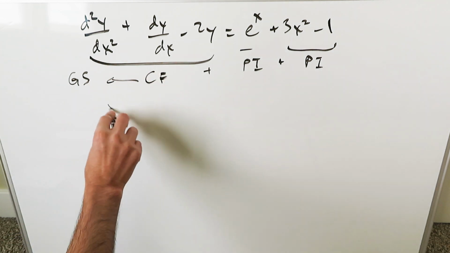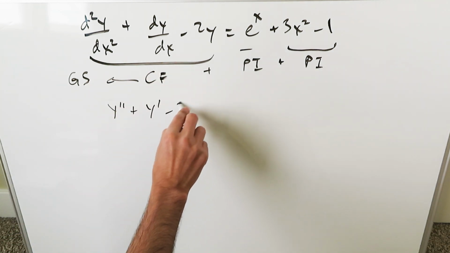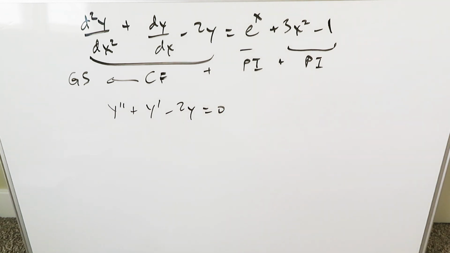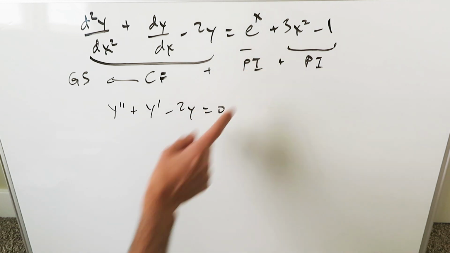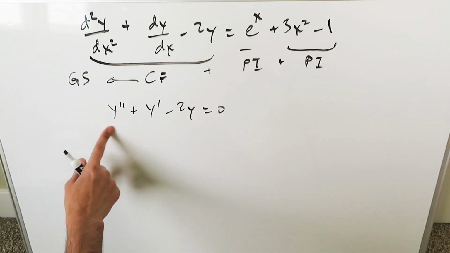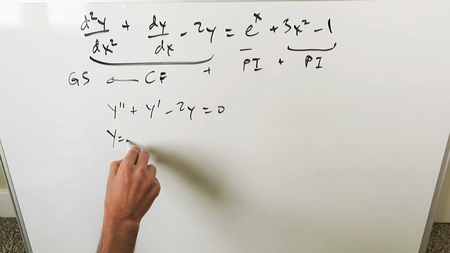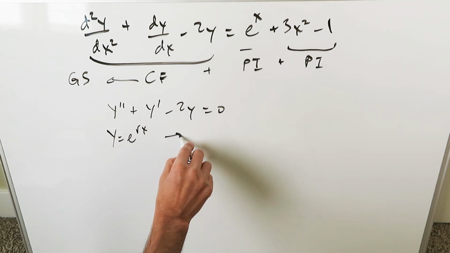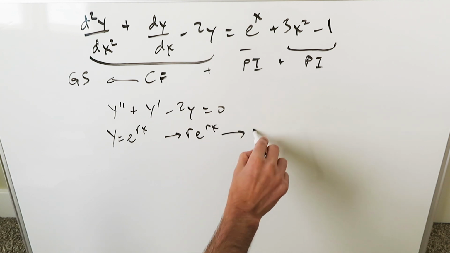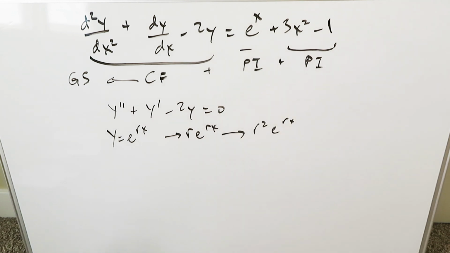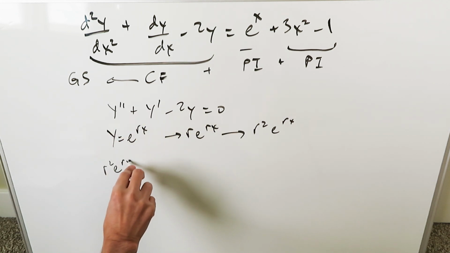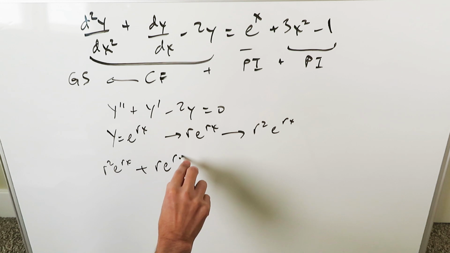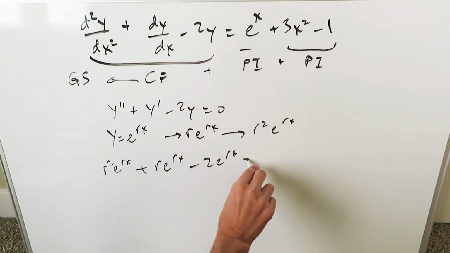Look right here at the top. I have y double prime plus y single prime minus 2y equals 0, because you're computing the complementary function as if you were dealing with a homogeneous differential equation where your function is equal to 0. Here your function is equal to an exponential and a quadratic term. Now look over here. Your first order derivative of e exponent rx is going to be r e to the rx. Then your second order is r squared e to the rx. These are the substitutions you make. You'll have r squared e to the rx plus r e to the rx minus 2 e to the rx is equal to 0.